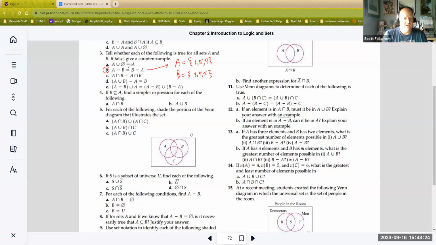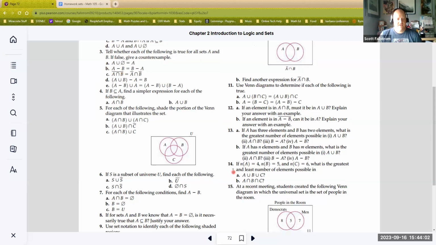Then A set difference B is everything that's in A that's not in B. So that would be 1 and 9. But B set difference A is everything that's in B that's not in A. So that would be 3 and 4. And now you're saying, hey, look, these two right here are not the same. So that would be your counterexample. You'd say false, and here's your counterexample. That's how you could demonstrate that something is false. Just give one counterexample.